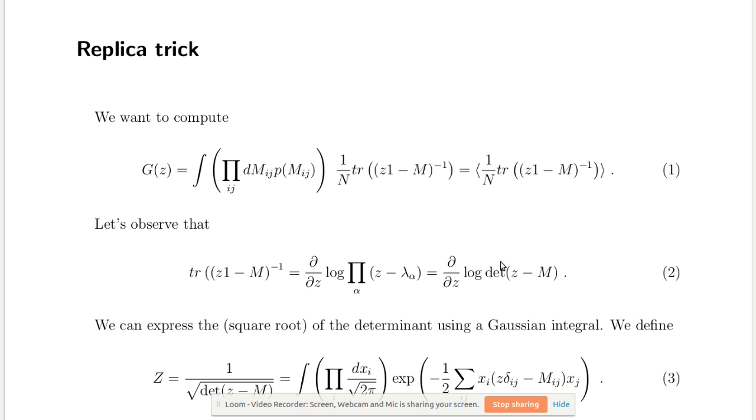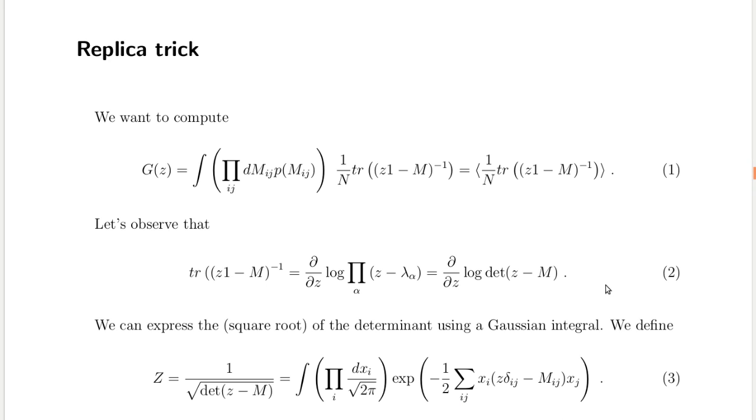Okay, so the quantity we want to compute is the resolvent, which is, as you can see from equation 1, the average over the random matrix ensemble of the trace of the inverse of the matrix plus a diagonal. An important point is that this function is a complex function with a complex argument z. And so the idea is that we would like to be able to average over the random matrix ensemble.